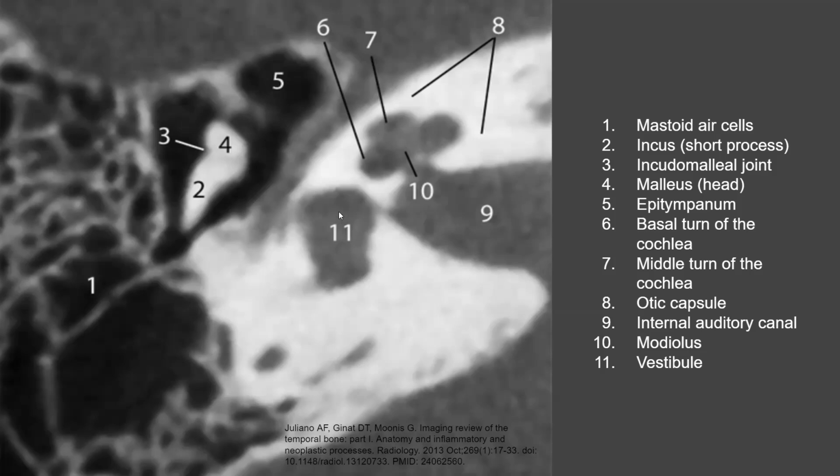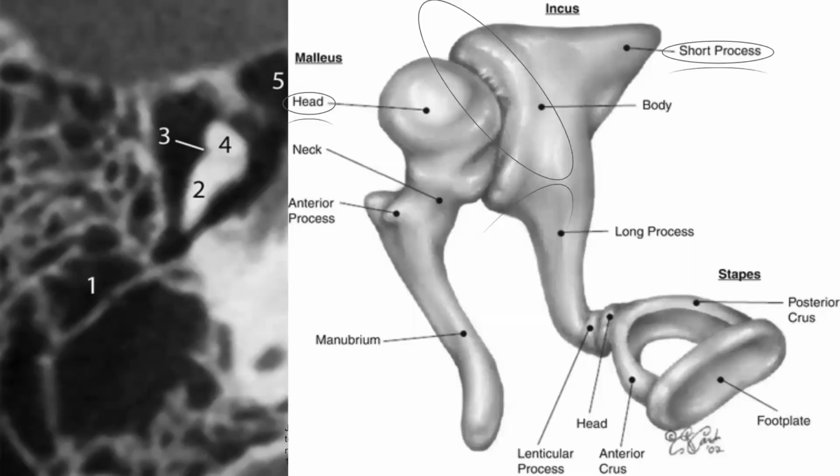Number 11 again is the vestibule. We see the vestibular nerve coming up to here. And again, the vestibule is going to be connected to these semicircular canals. We saw that in a diagram previously. Number 8 just refers to the otic capsule, which is this really hard bone that surrounds these inner ear structures. The otic capsule is the densest bone in the head, basically.